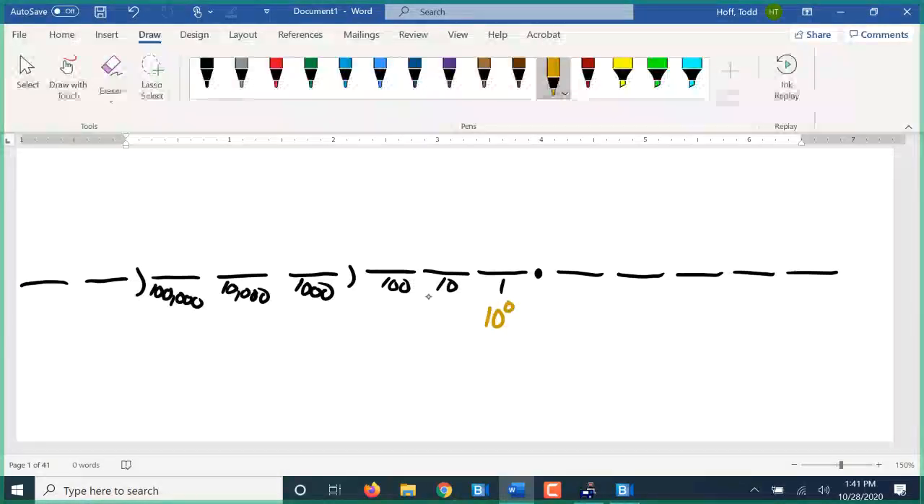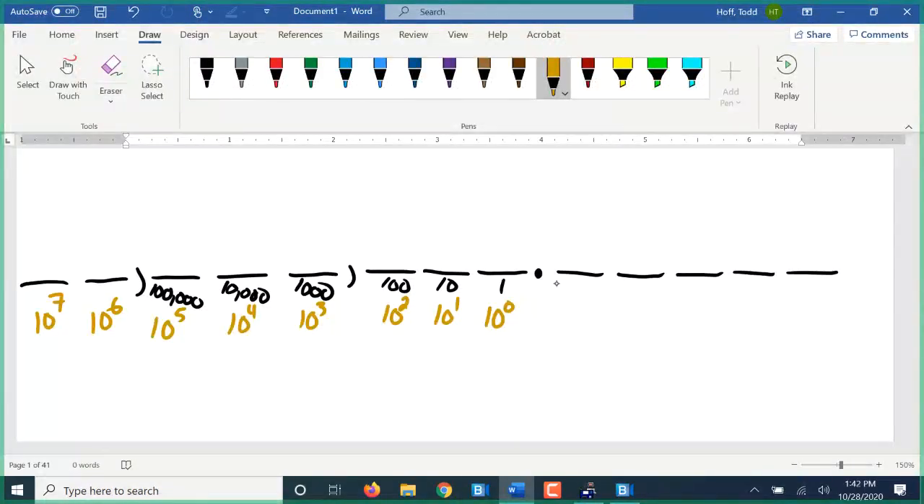That's the 10 to the 0, or the ones place. 10 to the 1, which is the tens place. 10 to the power of 2 is the hundreds place. 10 to the third is the thousands. 10 to the fourth is 10,000. 10 to the fifth is 100,000. 10 to the sixth is 1,000,000, and 10 to the seventh is 10 million.